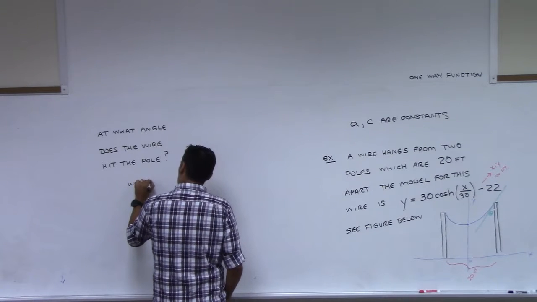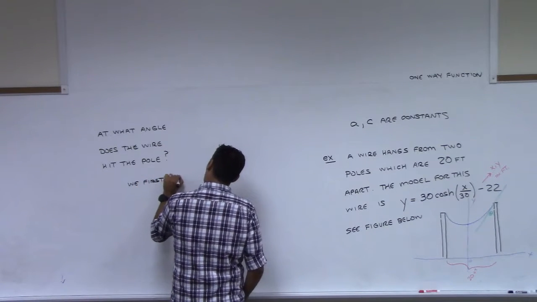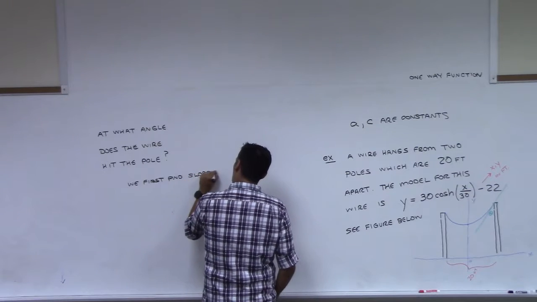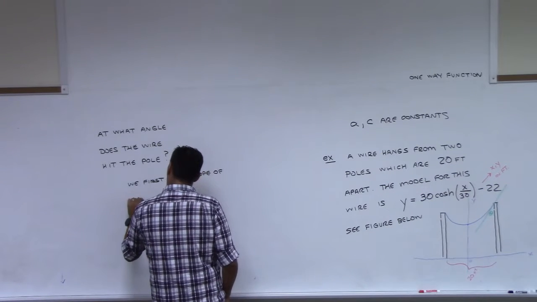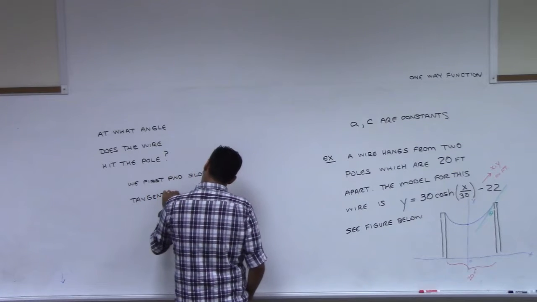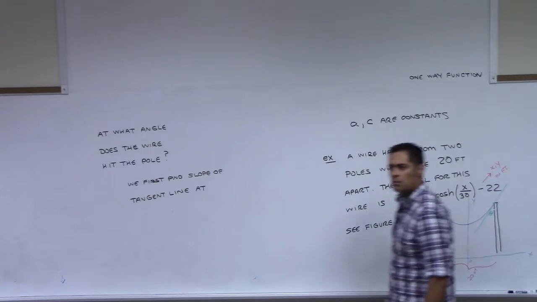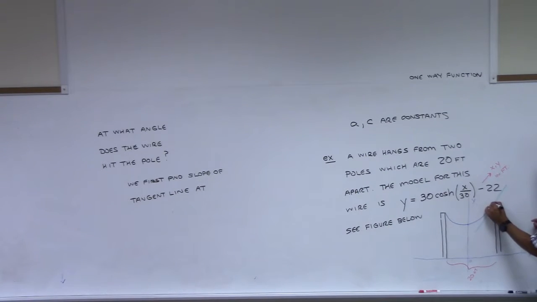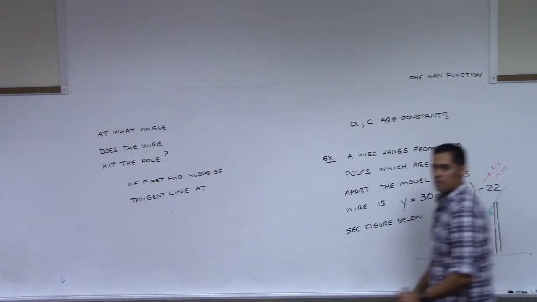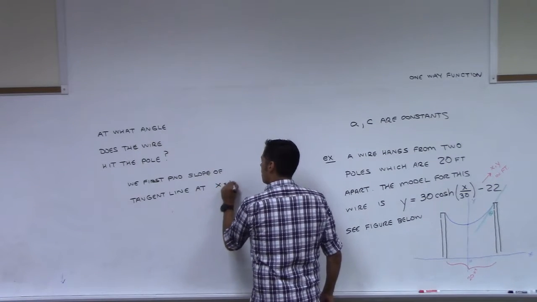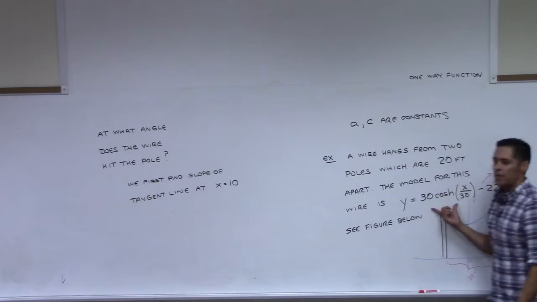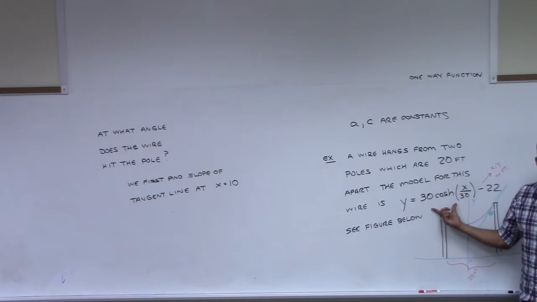We first find the slope of the tangent line at where? Like, do we know anything about this point up here? Like, at x is 10, exactly. This is our x coordinate, and 20 feet between the poles, so this is 10. At x is 10 is where we want to know. All that means is take the derivative of this, and then plug 10 in, right?